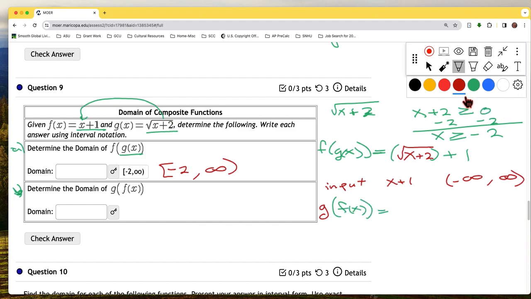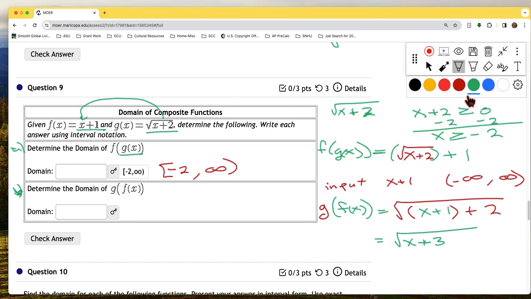So we're going to write the g function, which is the square root of x plus 2. And what is x? We're going to plug in f of x, which is green, right? X plus 1, that gets put into here. And so we don't really need these parentheses. We can take 1 plus 2. It's going to be the square root of x plus 3. Now this is the end result of this composition.